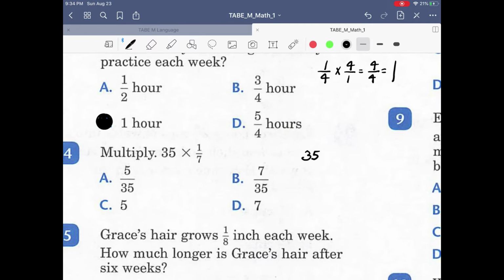Number 4, multiply. 35, I'm going to put a 1 under there, not over it, under it, times 1/7. So that's 35 over 7. And remember, when it's top heavy like that, we divide it. So 35 divided by 7 is going to be 5 with none left over. It's an even division. So the answer here is 5.